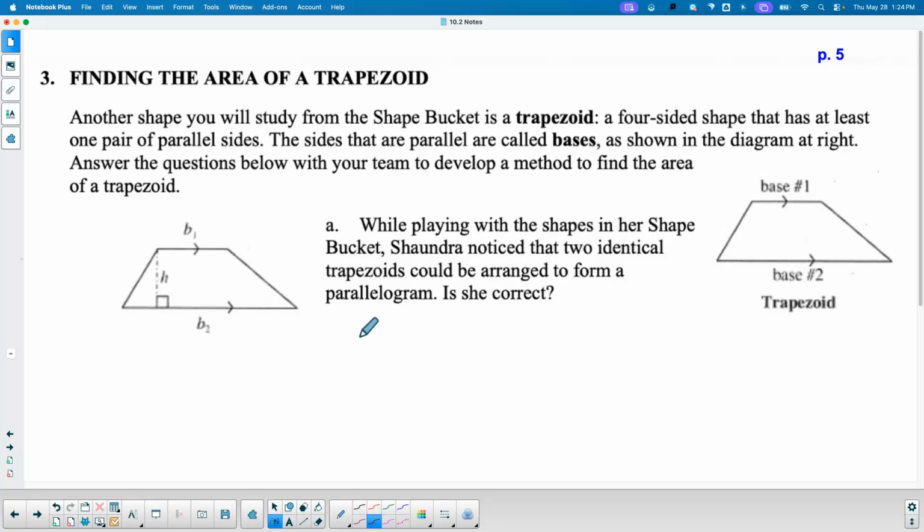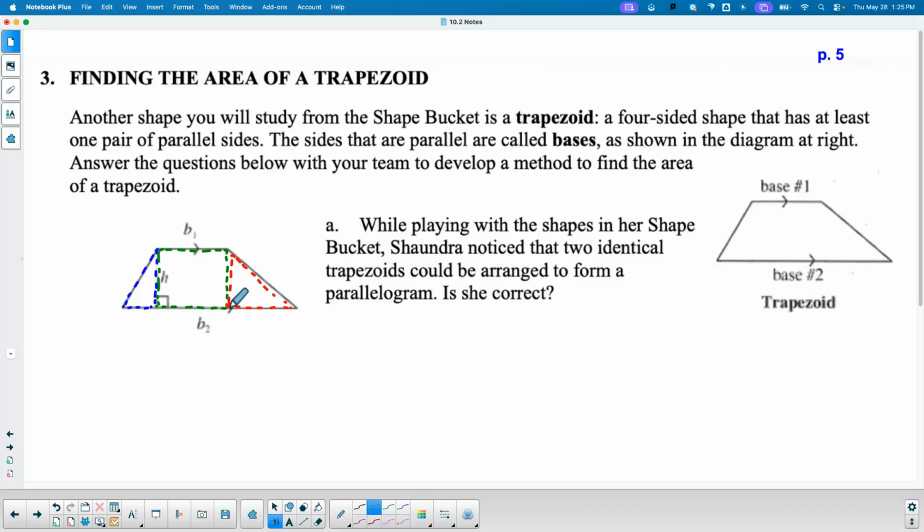Now, when in doubt, you can find the area of a trapezoid by breaking it up, like we just did. We broke it up into 3 different parts, 2 triangles and 1 rectangle. And you can add those areas together.